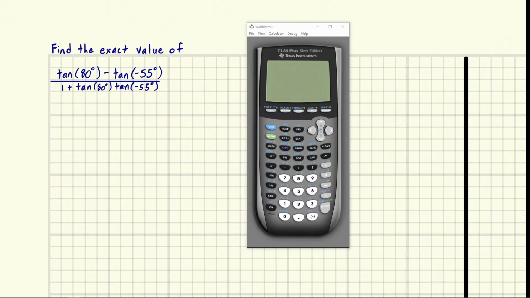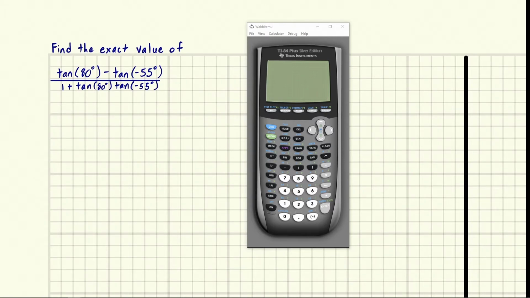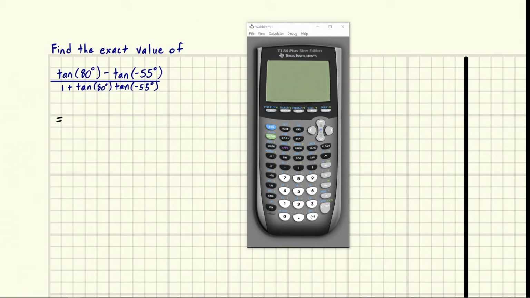If you ever see this many tangents in a statement like this, there's a fair chance this is one of the tangent identities. If you have a chart handy, I'm not going to derive it here. This does turn out to be one of them. Sometimes you have to manipulate them a little bit to get it to match the form, but in this case, this is directly equal to tangent of a minus b.